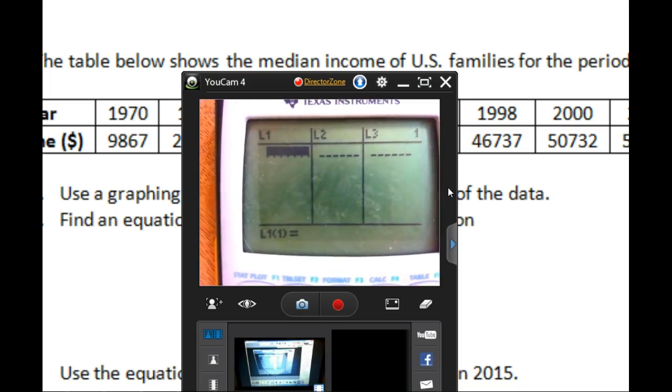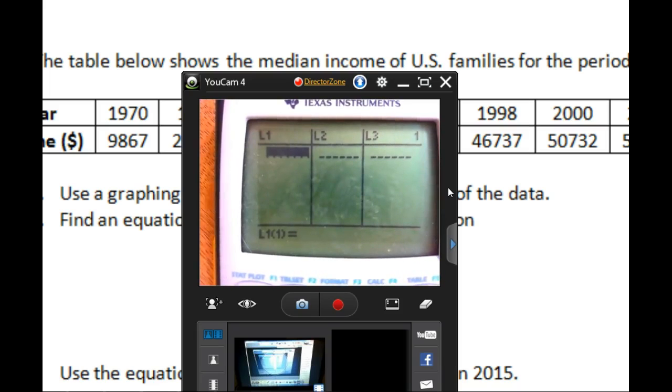Yes. All right, in L1, type in the years. The top row is always list 1. So you're going to do 1970, enter. 1980, enter. 85, enter. 1990, enter. And so on.